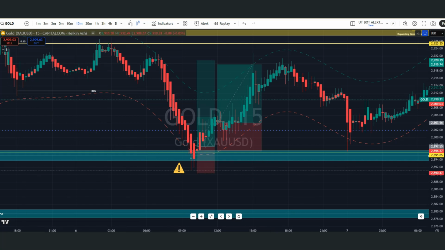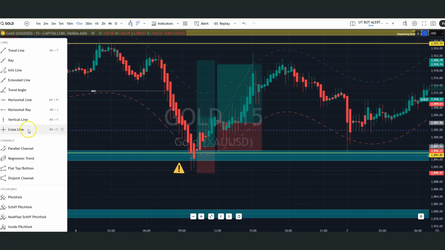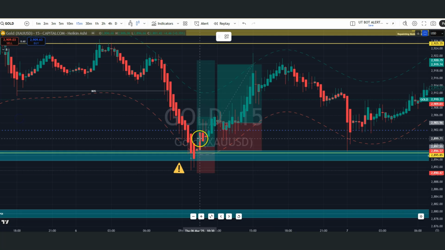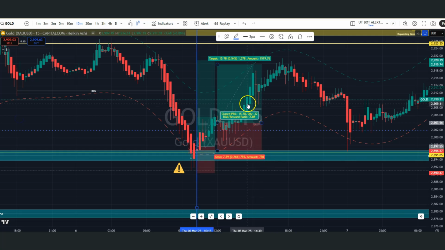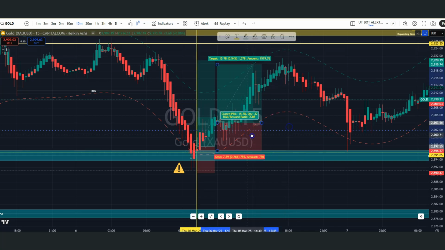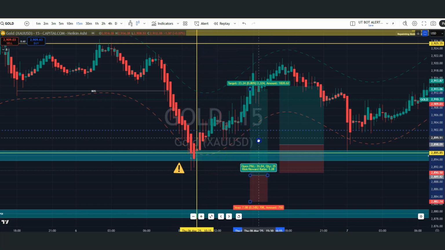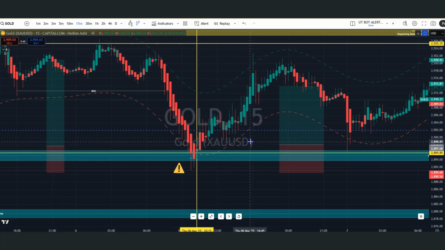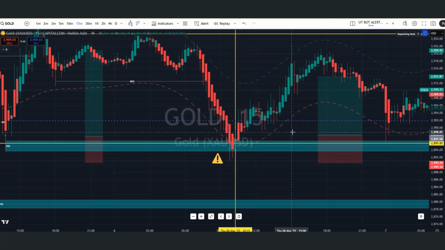Now, I'm going to draw a vertical line here, exactly on that area there. Let's make that yellow so it can stand out. Let's move these out of the way. I want to give you some examples. So we can see that the price has an outside bar on demand. That's the first thing, outside bar on demand.